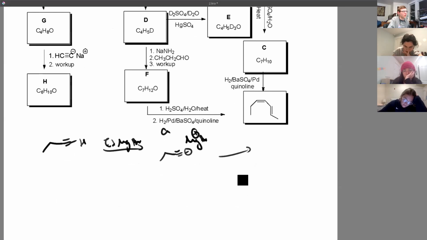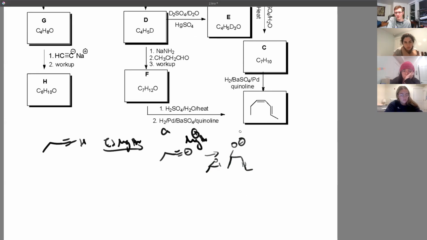So why don't I write it out? We add this guy, it'll attack on the less substituted side. And what that means is, oops, I totally drew it on the wrong side above. Sorry. There we go. It attaches to the right side. And then there's a workup, but that's not that interesting. So this was A, and now we get B. Looks like that.